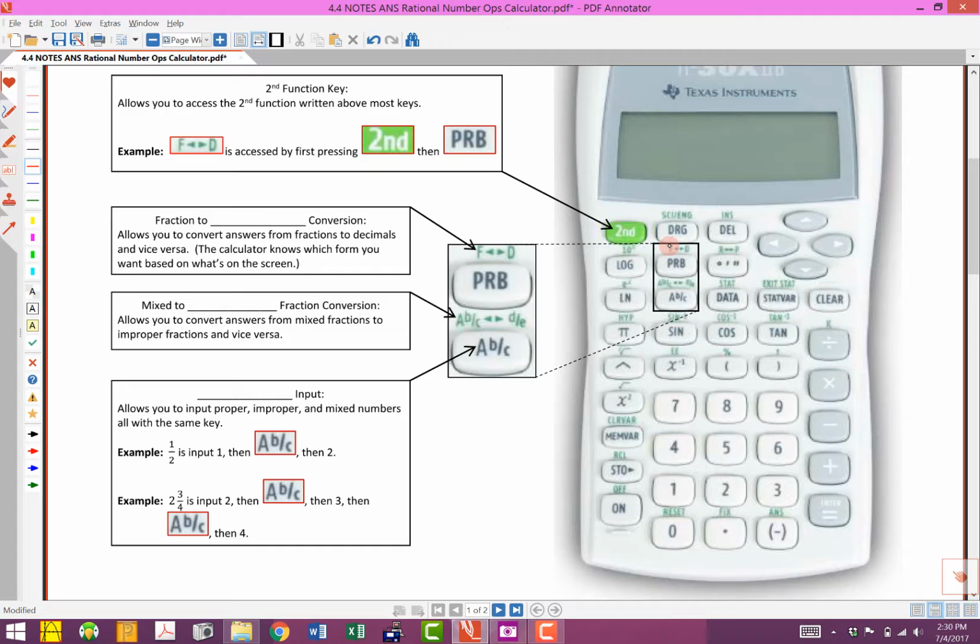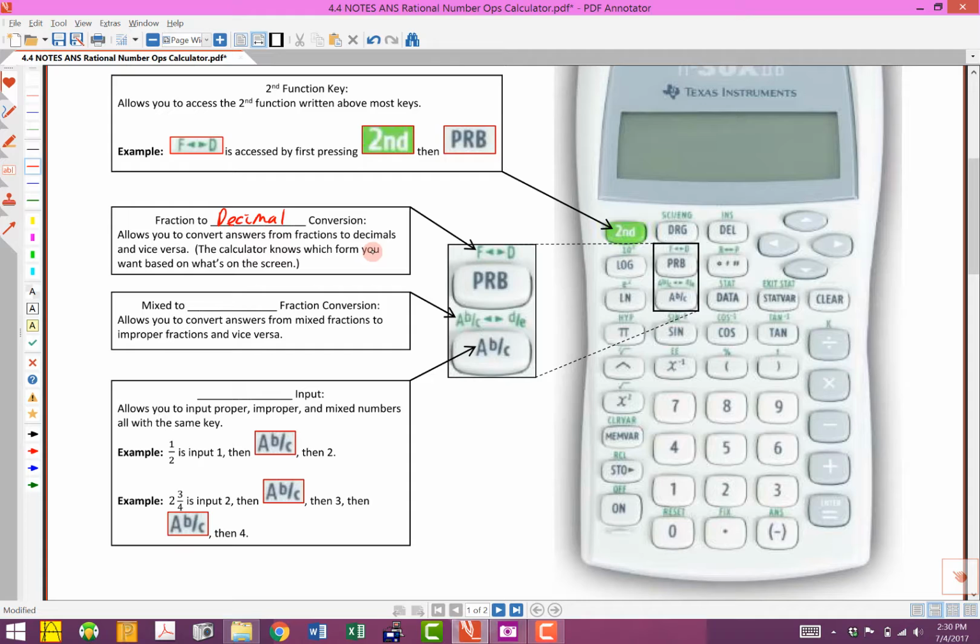Okay, so some of the things that we're going to be really interested in is fraction to decimal conversion. That's one of the things that we're going to be using a lot, that F double arrow D. This allows you to convert answers from fractions to decimal form and vice versa. So it knows which form you're putting it in. If you put it in a decimal form and hit that button, it knows you want a fraction. If you put it in a fraction form and hit that button or that series of buttons, it knows that you want a decimal from that.